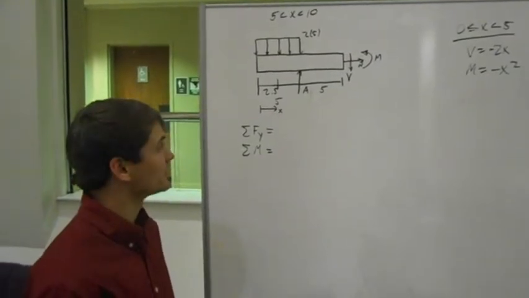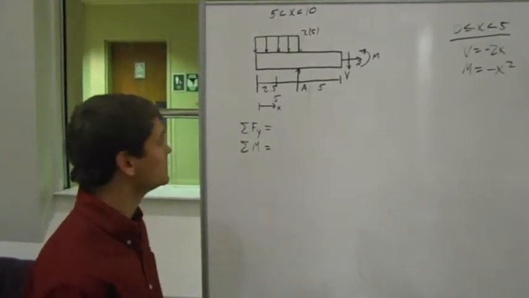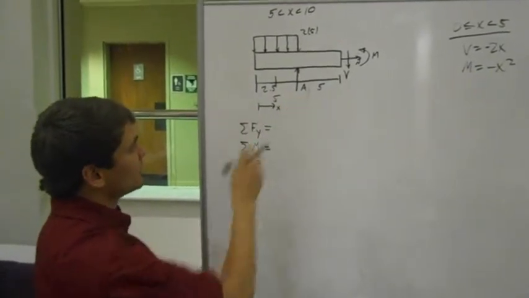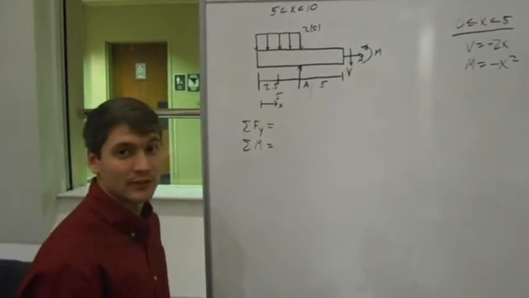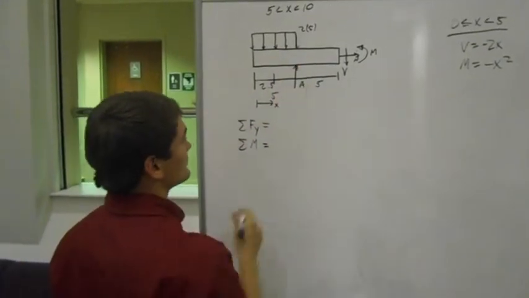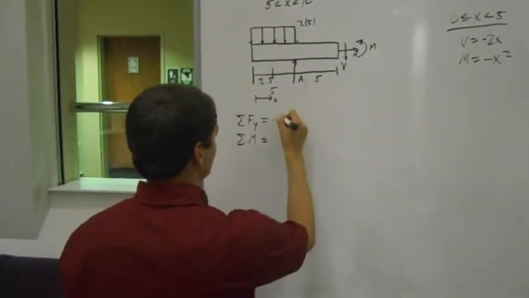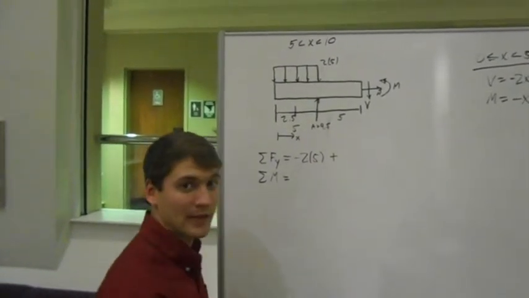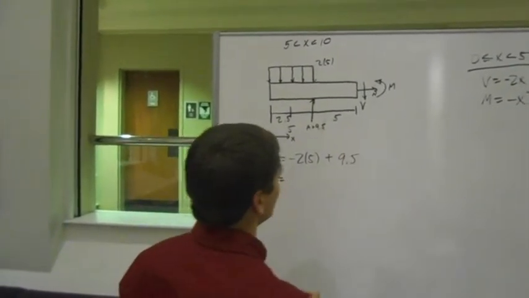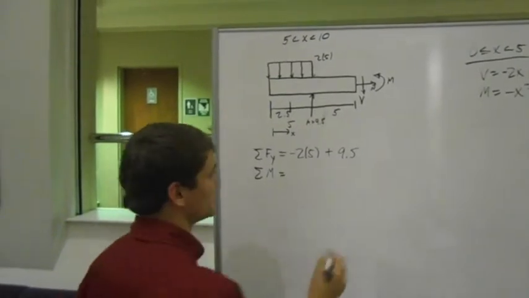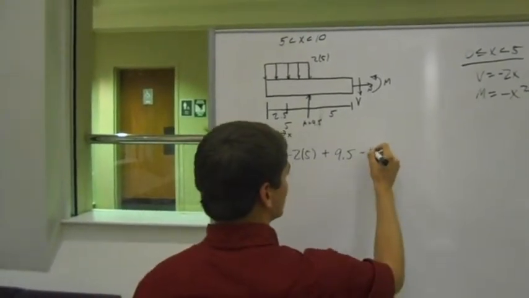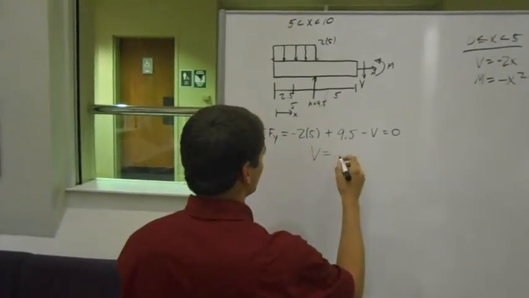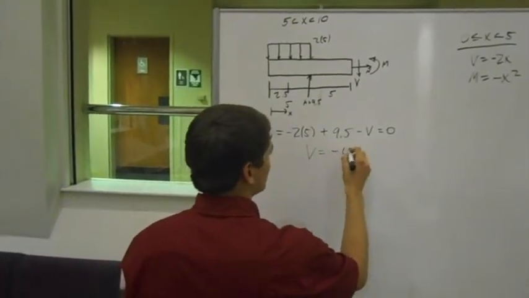The next section we are doing is from 5 to 10, and going with x in the positive direction that way, our first force that we come to is the distributed load, which is 2 times 5 in the negative direction. The next force we come to is at A, and A equals 9.5 in the positive direction. Moving along, we don't get to another force until the shear, and it is in the negative direction. After solving for V, you get V equals negative 0.5.